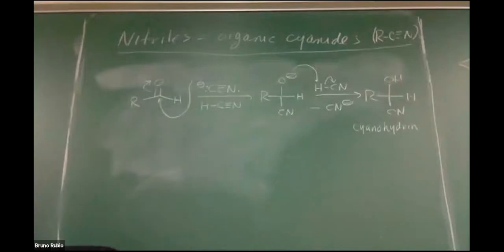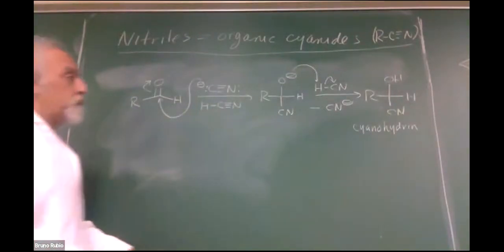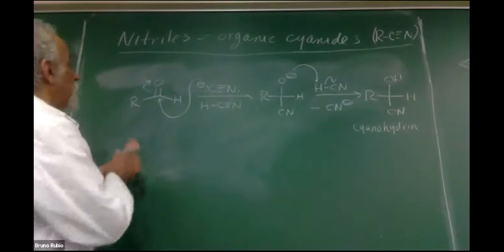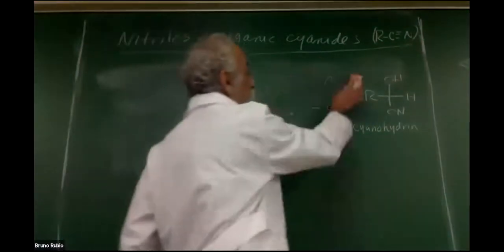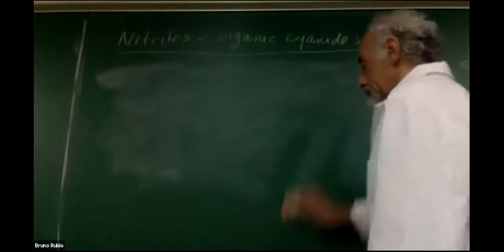Okay, so now with that introduction about the fact that cyanide is a nucleophile, we can turn to the Strecker synthesis per se.